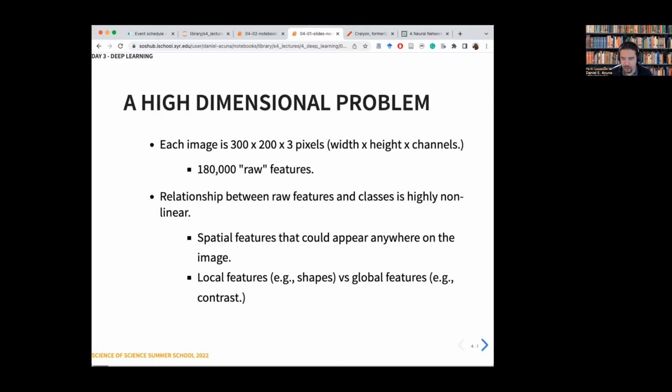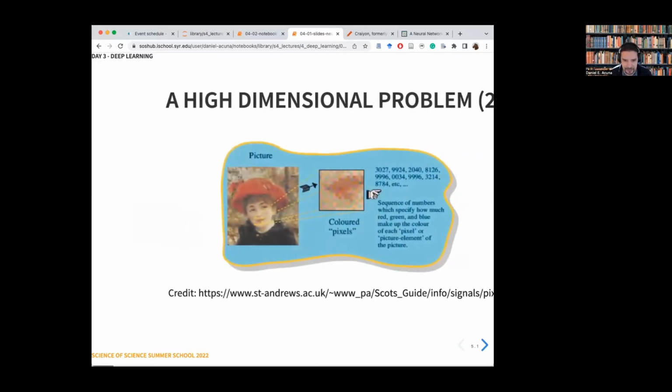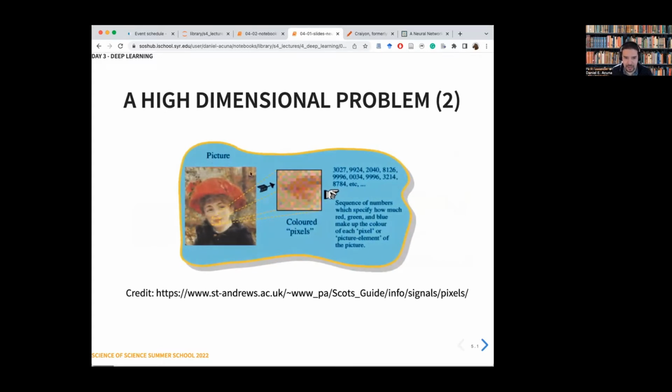So how do neural networks do this? Well, we'll try to explain that. As I was saying, when you ask a computer to classify an image or to detect something, the only thing that it's looking at is just numbers.